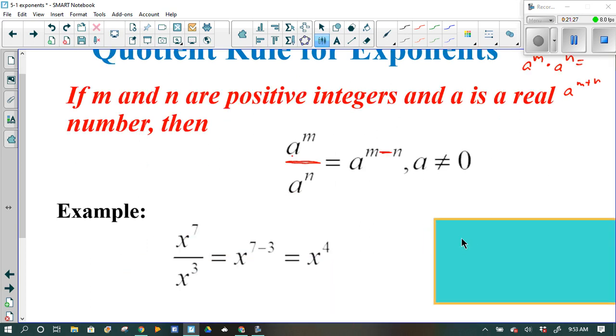So for example, if I have x to the 7 divided by x to the 3rd, since I'm dividing like bases, then I'm going to subtract their exponents. 7 minus 3 is 4. So basically you're taking and subtracting 3. This one goes away. 7 minus 3 is x to the 4.